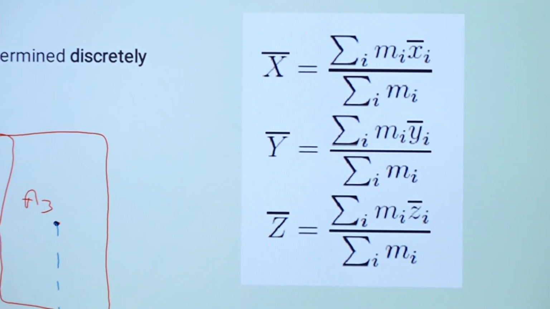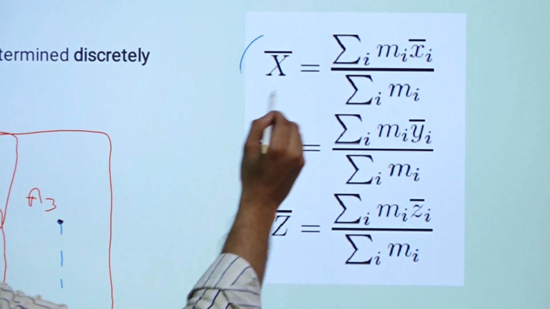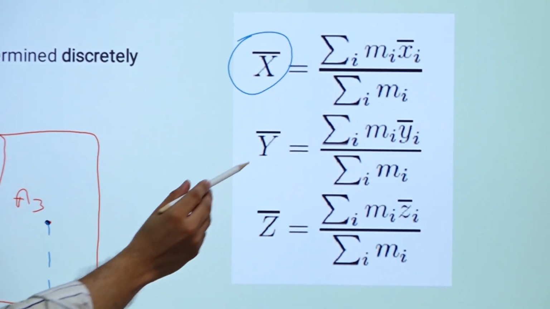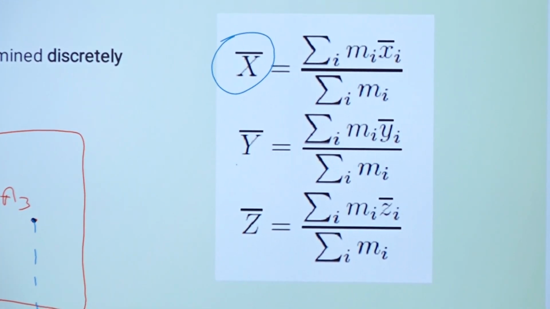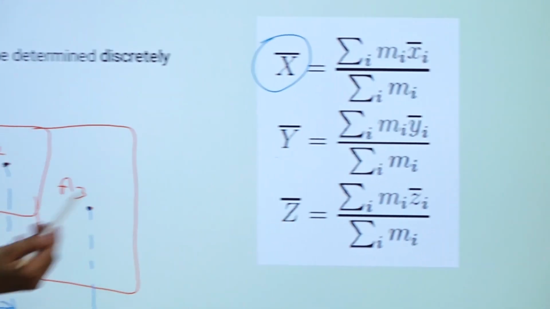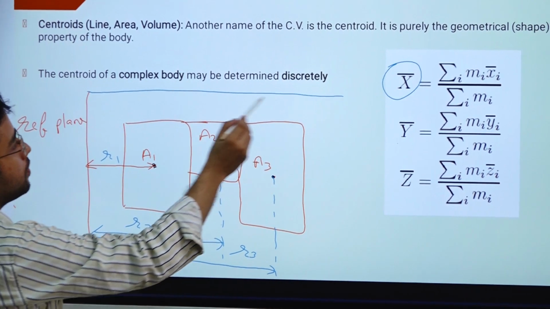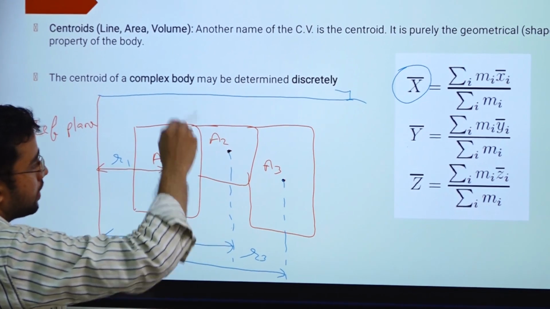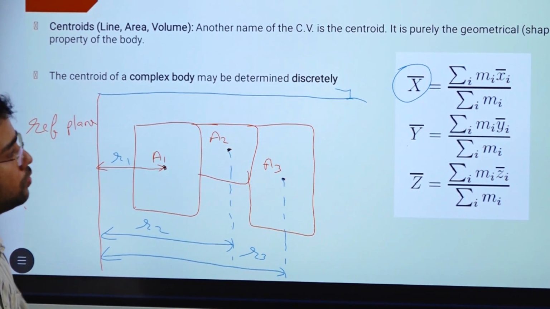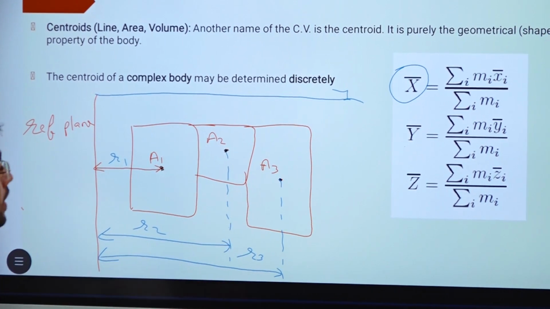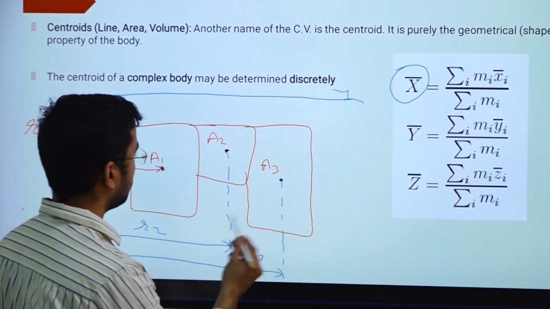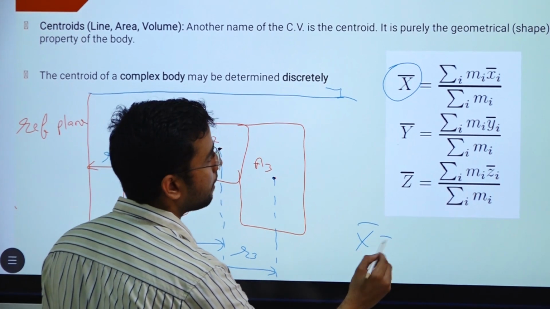Right now I am going to find out only x bar. Y and z will follow the same procedure. In the y case you have to assume another coordinate axis, that will be y, and from there you have to find out the distance. That I am not going to do. I am not going to solve anything, I am just explaining. So now how will we find out x bar?